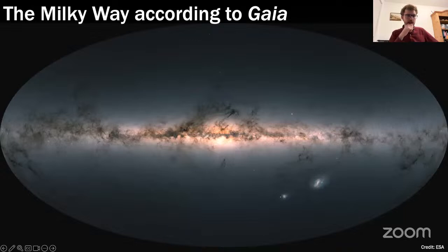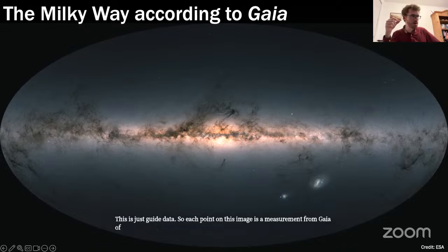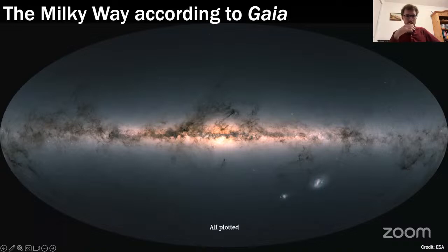So this is the classic view of the Milky Way provided by Gaia. This is not actually an image. It's not stitched together from many photos or anything. This is just Gaia data. So each point on this image is a measurement from Gaia of a star and its color and its magnitude, all plotted on the sky. And you can see this beautiful image of the Milky Way, including the various satellite galaxies, which I'll come on to in a minute.